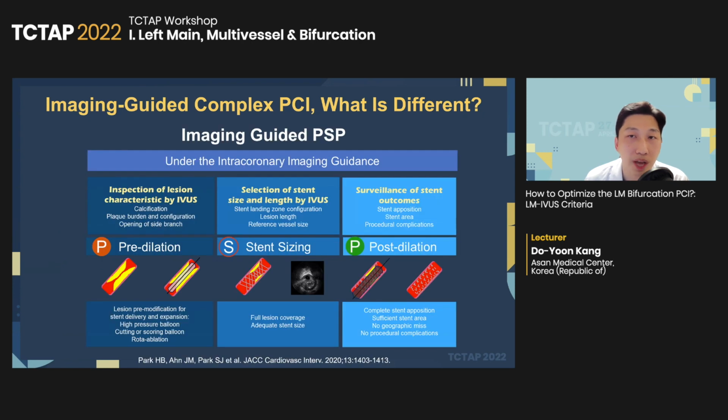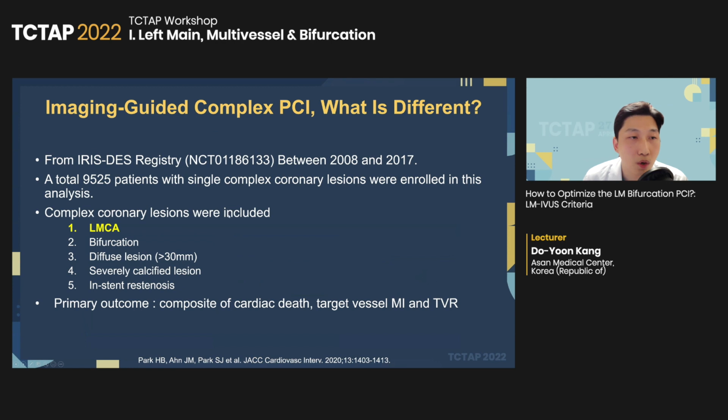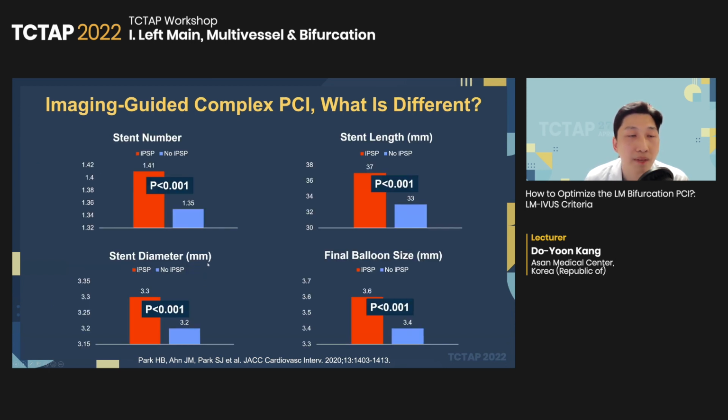What is different with the IVUS-guided PCI in complex PCI? We recently published the imaging-guided PSP concept with the IVUS-guided predilation, stent sizing, and post dilation. We gathered more than 9,000 patients with complex coronary lesions, including left main coronary artery. Primary outcome was a composite of cardiac death, target vessel MI, and TVR. The imaging-guided complex PCI group showed larger stent number, longer stent length, and most importantly, larger stent diameter with a bigger final balloon size.